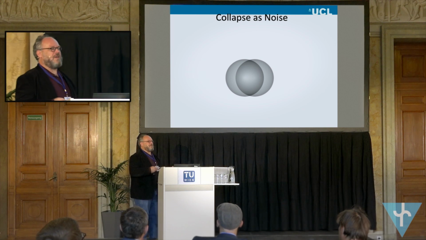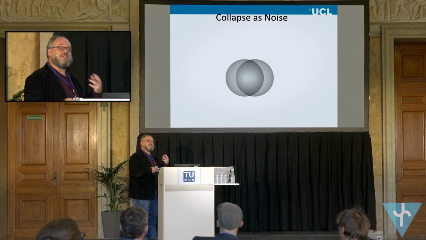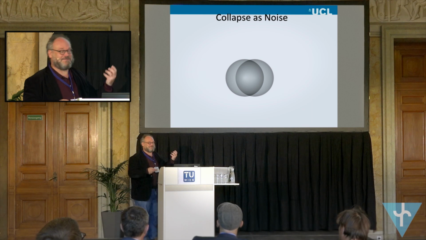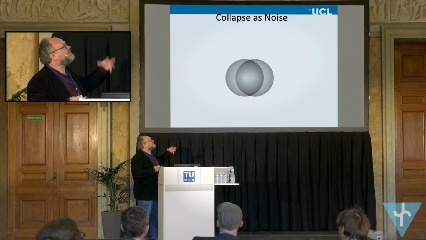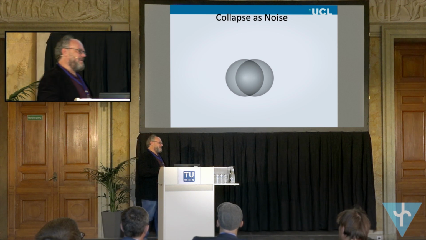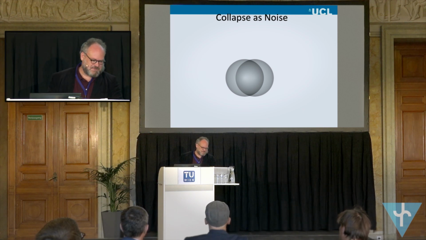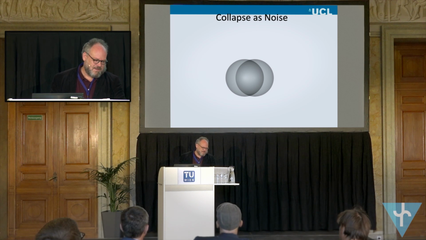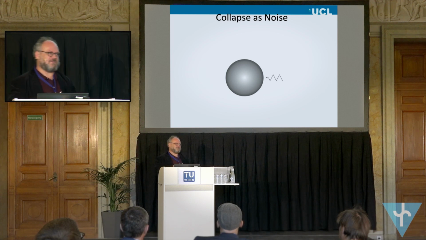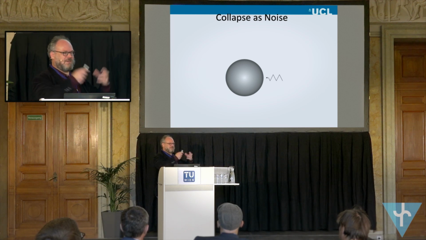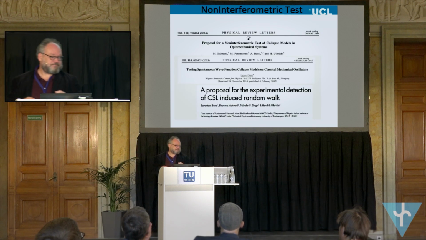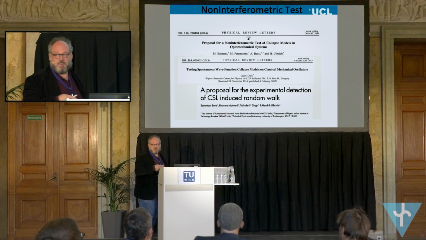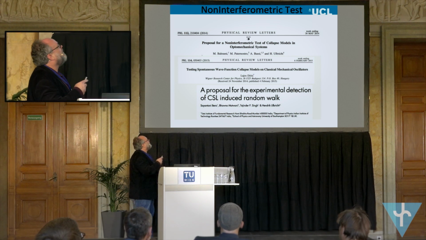The idea here is that if you can somehow create a superposition of these sort of macroscopic objects, and I'm talking about something on the size of 100 nanometers, or 10 nanometers perhaps, but certainly 100 nanometers and up. And if this collapse process occurs, then essentially it can appear as noise if you're looking at this system. So the idea is that you get a superposition, it collapses, you get a superposition, it collapses, and so this introduces noise.